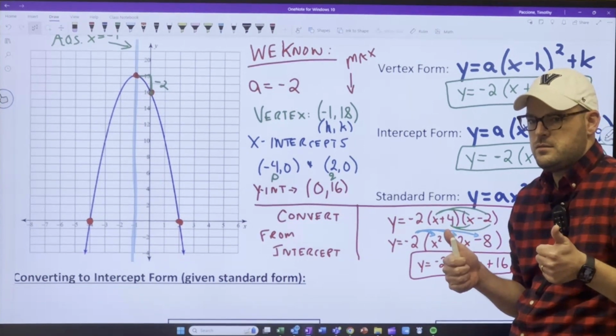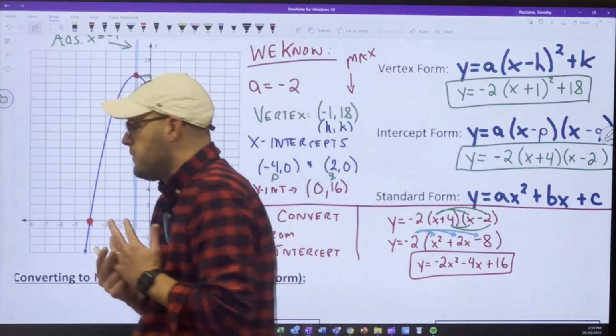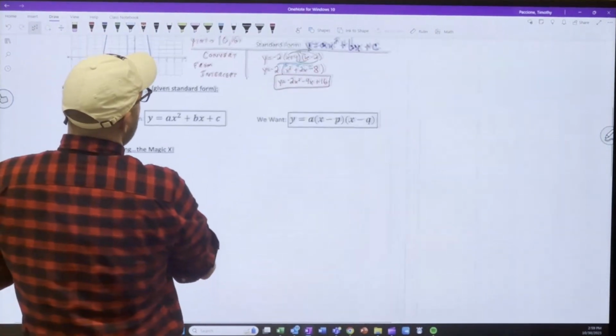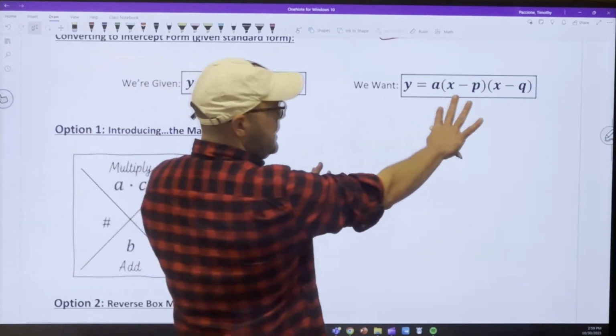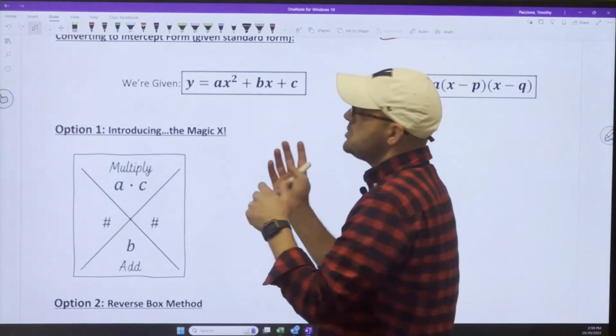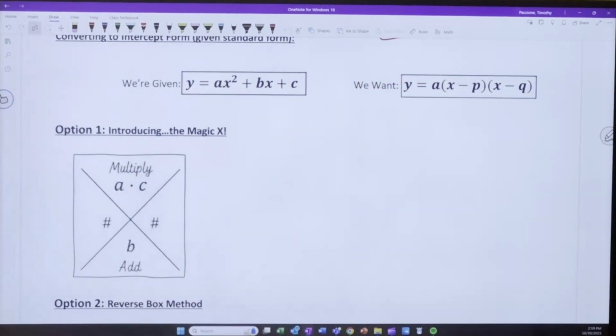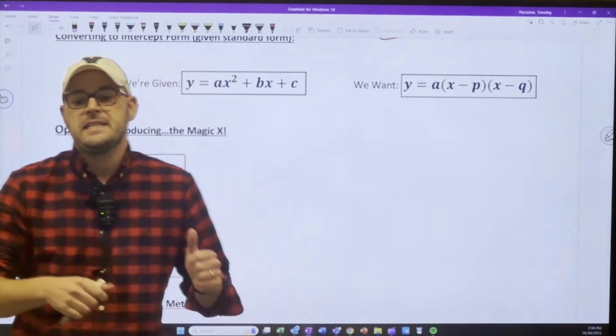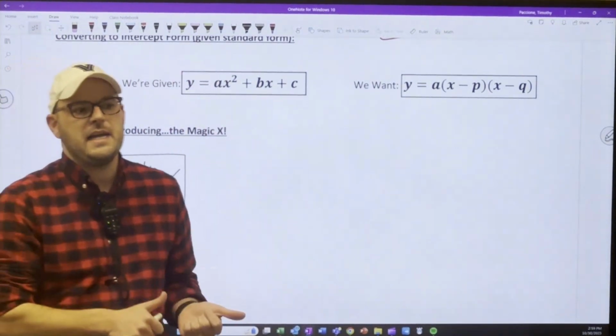Make sense? Yeah. Okay. So we're going to move on. Okay, so what we're going to do today. So last class, we had intercept form, and we graphed it. Now we want to write it. We want to be able to write in intercept form. And we're going to be starting with other forms. So say I give you standard form. Can you change that to intercept form? Say I give you vertex form. Can you change that to intercept form?